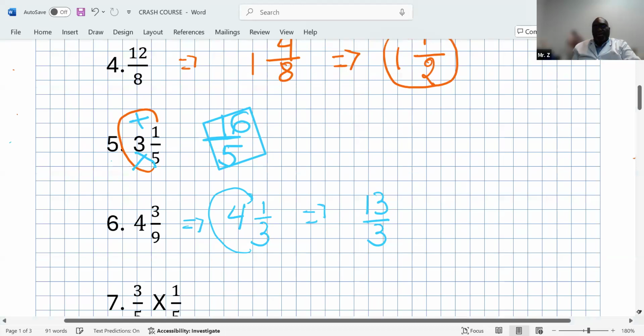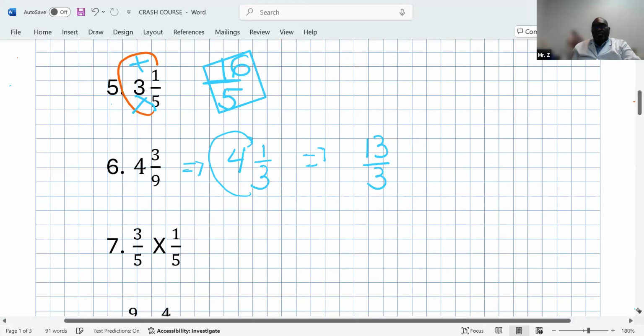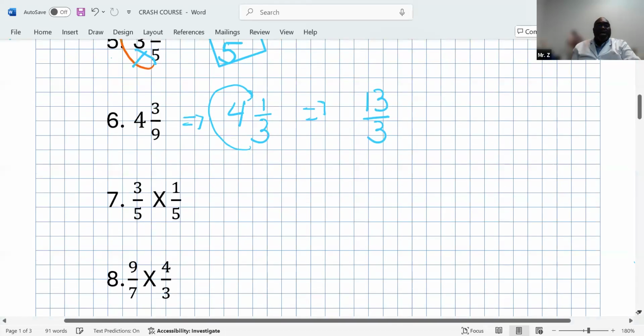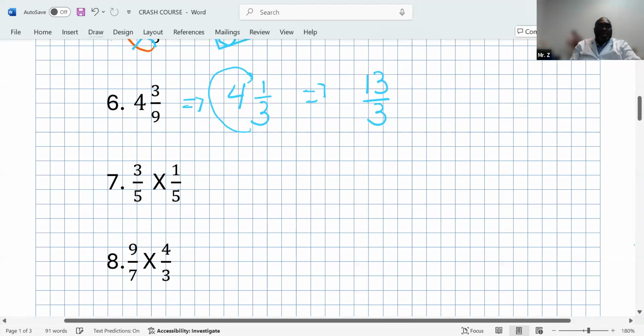Okay? All right. Let's learn how to multiply. How do we multiply a fraction? As we say, how do you multiply a fraction?